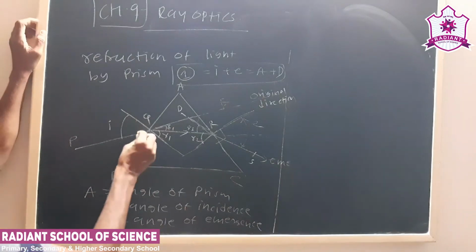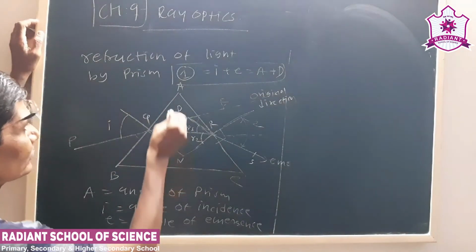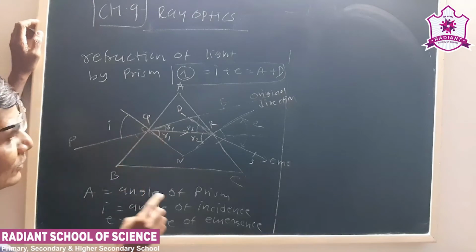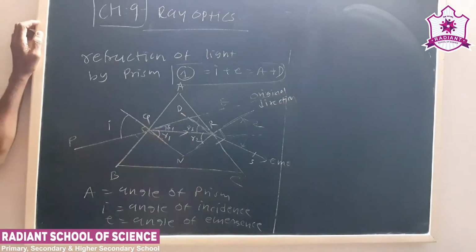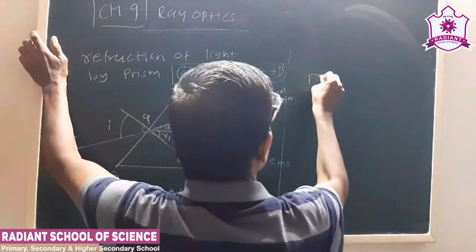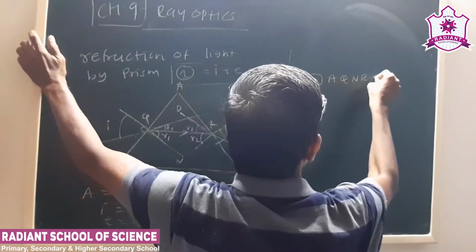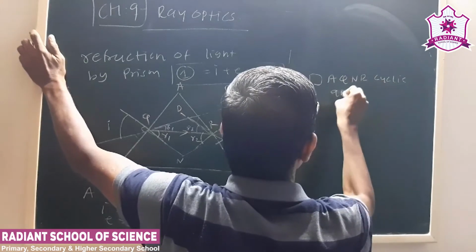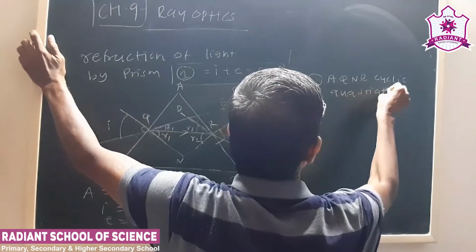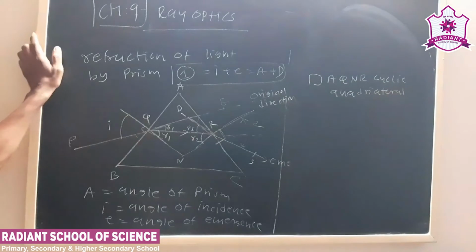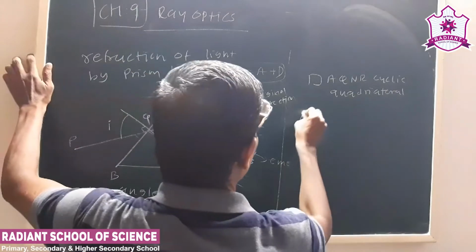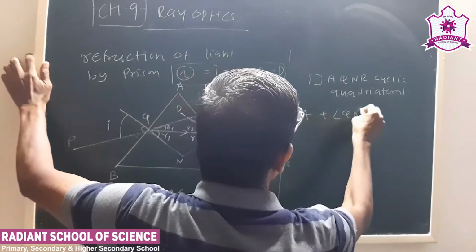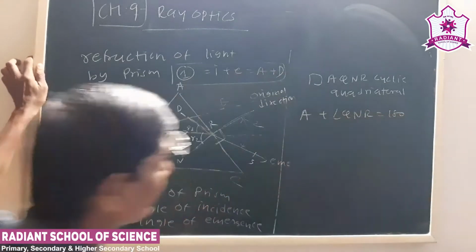See, this is 90 degrees, so at Q and R, this is 90 degrees. That is known to us. This is also 90. See, quadrilateral AQNR is a cyclic quadrilateral. Now what is the property of a cyclic quadrilateral? Opposite angles are supplementary. So we can say angle A plus angle QNR is 180.